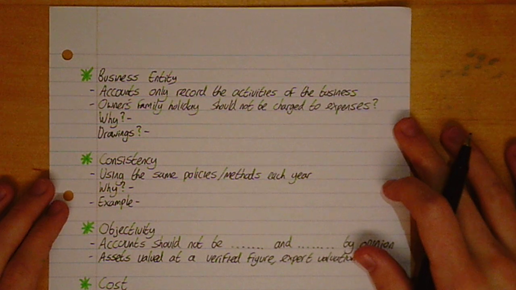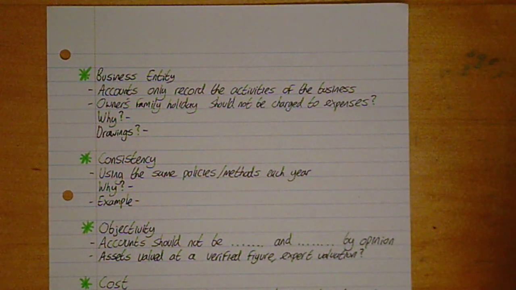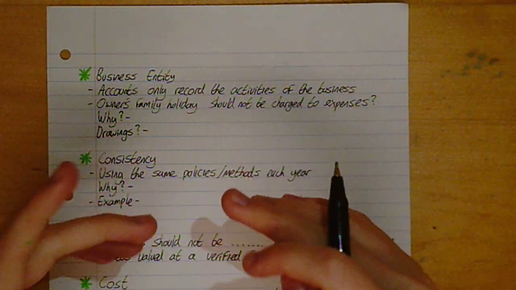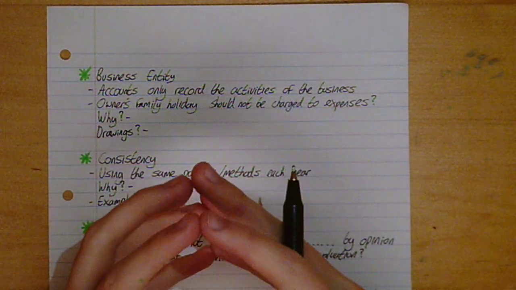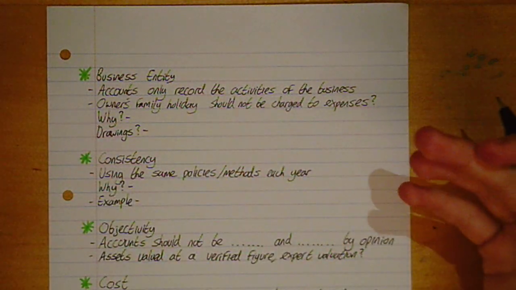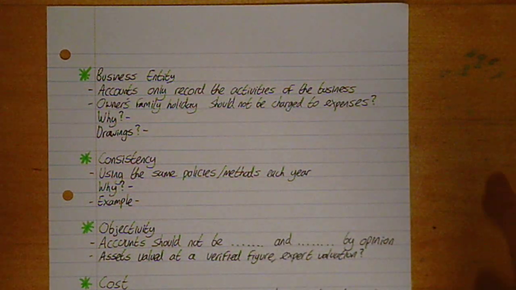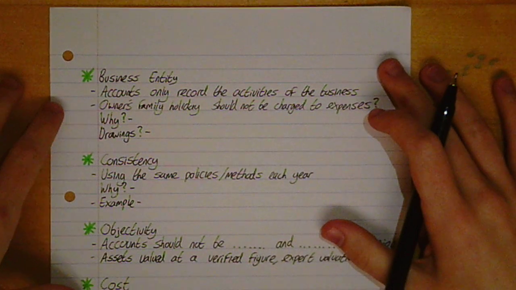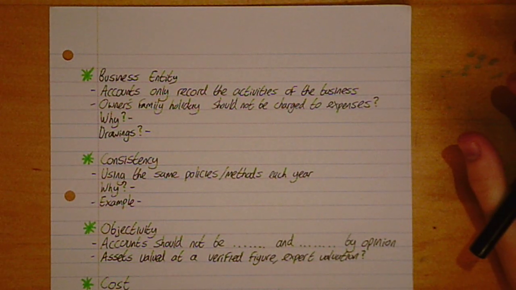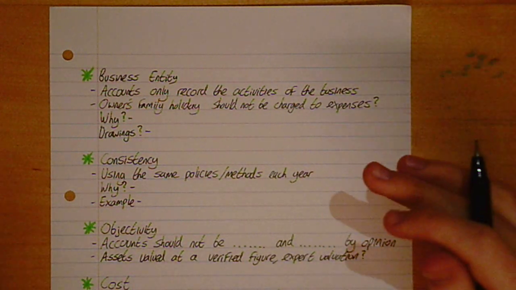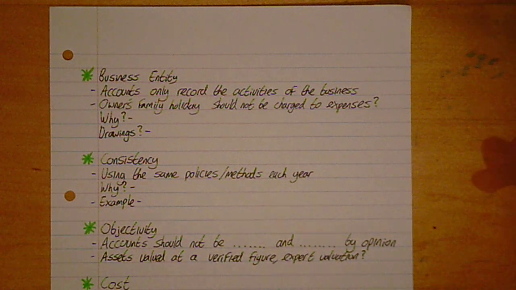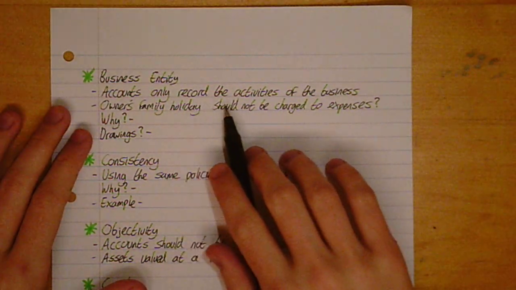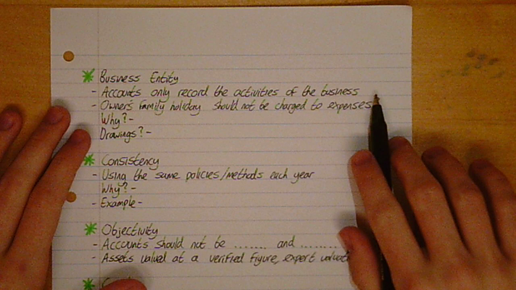So business entity: accounts only record the activities of the business. The business is isolated, it's on its own. We only want the transactions and the activities that the business has done. No one else's, that's basically it. Owner's family holiday, this always comes up on a past paper. This owner's family holiday should not be charged to expenses. Well, why? Well, basically, we only want the record of the activities of the business.